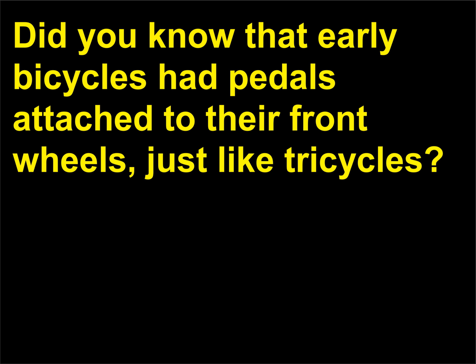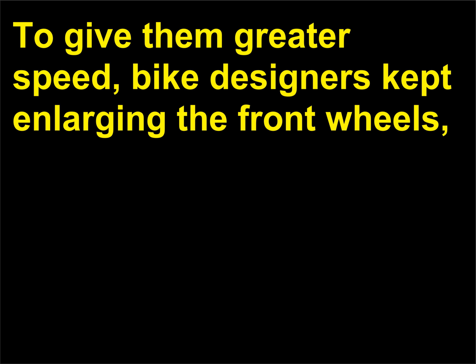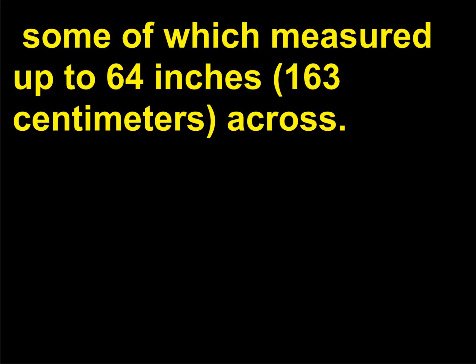Did you know that early bicycles had pedals attached to their front wheels, just like tricycles? To give them greater speed, bike designers kept enlarging the front wheels, some of which measured up to 64 inches, 163 centimeters, across.